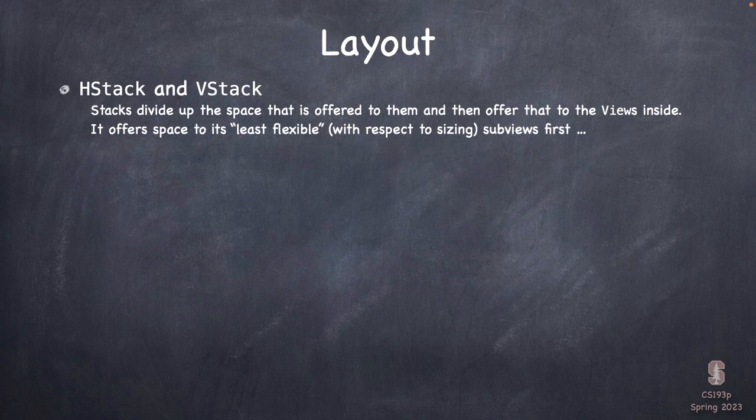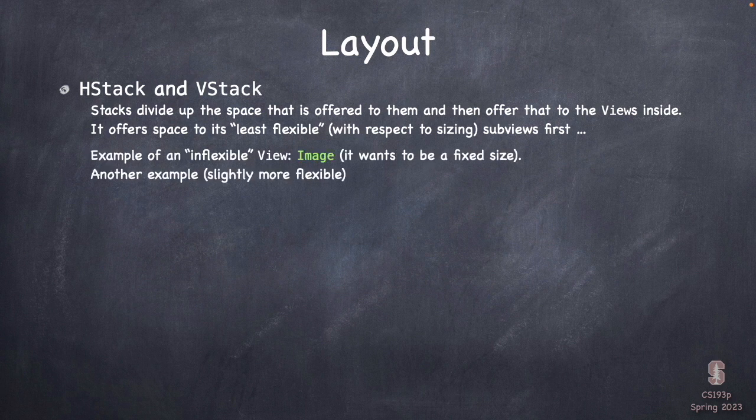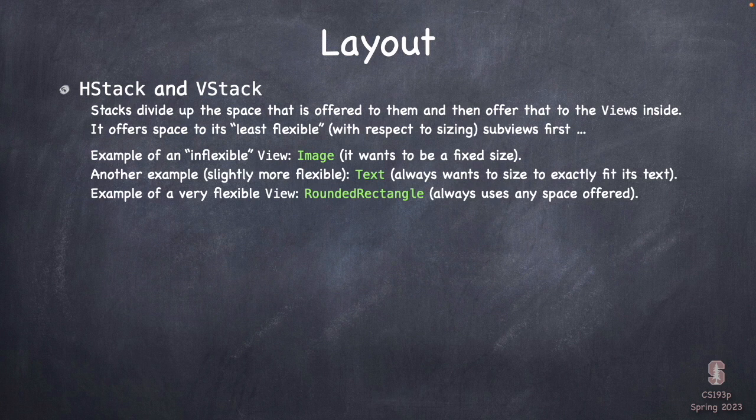Some views are not very flexible, like they basically want a certain amount of space, you give it to them. And other ones are incredibly flexible, like a rounded rectangle. It can be tiny, it can be gigantic. It's anywhere in between. Very, very flexible view, but other things are less. So let's talk about some examples of flexibility here.